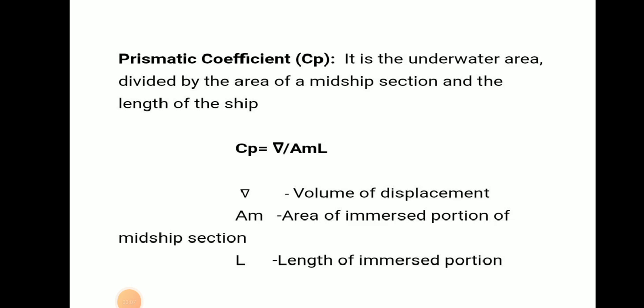Then let's see the relation between the prismatic coefficient, block coefficient, and midship coefficient. The block coefficient is equal to the product of the prismatic coefficient and the midship coefficient. That's the relation between CP, CB, and CM: CB equals CP into CM.